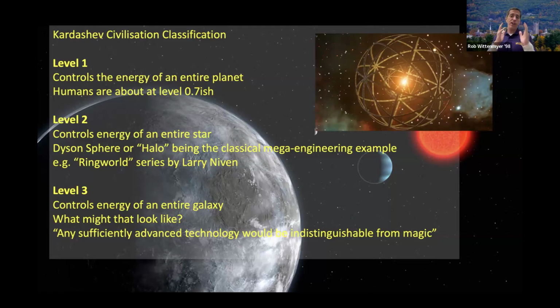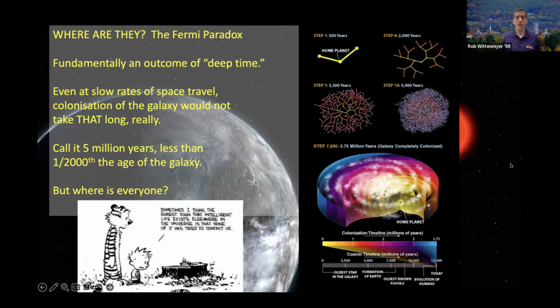But the Dyson sphere, the halo from the video game, that's totally a K2 civilization. And I suggest some books here. But where are they, right? If the universe is full of aliens and technology is inevitable, where are they?